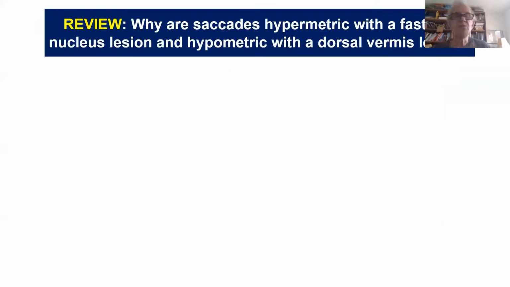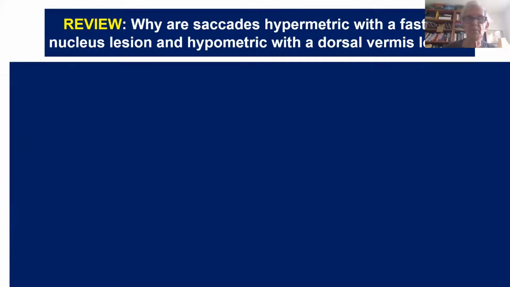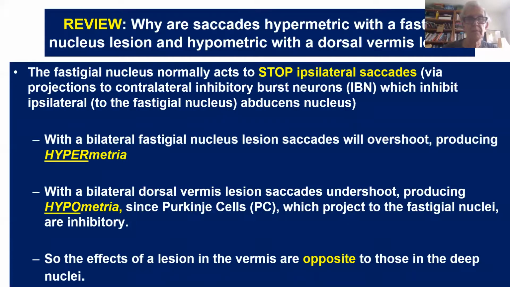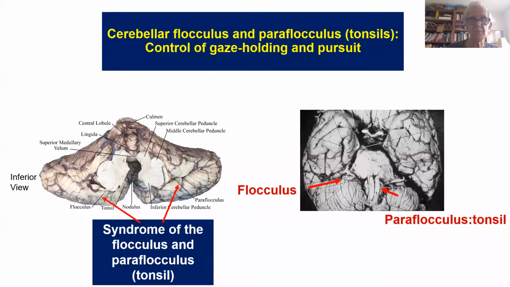All right, let's review this saccade business. Why are saccades hypermetric with fastigial nucleus lesions and hypometric with dorsal vermis lesions? Again, the fastigial nucleus acts to stop ipsilateral saccades. With bilateral fastigial nucleus lesions, they're hypermetric. With bilateral vermis lesions, they're hypometric. So the effects of a lesion in the vermis are opposite to those in the deep nuclei.